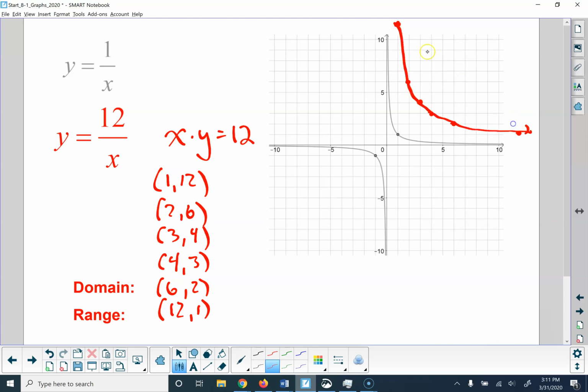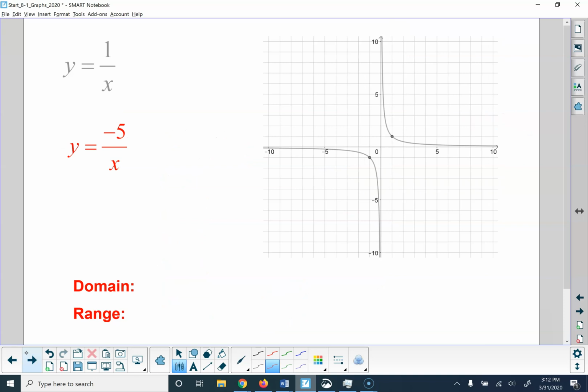And we also have the negatives of all of those points. (-12, -1), (-6, -2), (-4, -3), (-3, -4). Also things that multiply to 12, because if you multiply a negative by a negative, you still get a positive. So we have all of these points again. And once again, asymptotes, x-axis and y-axis, domain, x is not equal to 0, range, y is not equal to 0. Very cool.